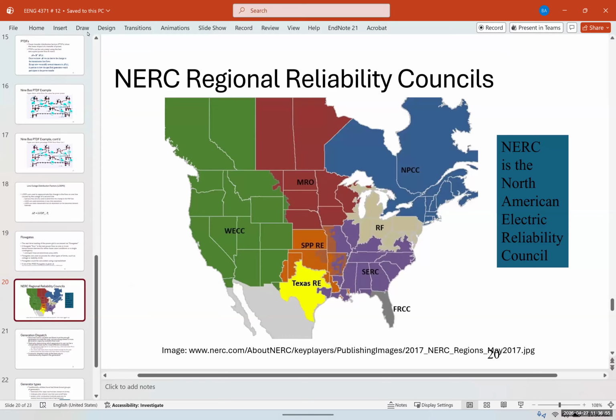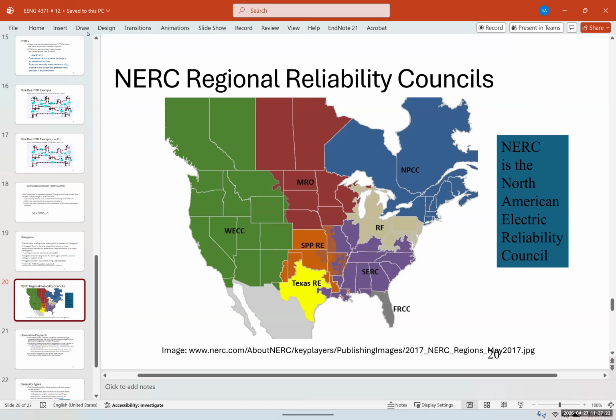Now, this map shows the NERC reliability regions. You're already familiar with this; I think I've shown it multiple times. NERC is the North American Electric Reliability Corporation. It sets mandatory reliability standards for the bulk power system in the US and Canada. Each region has its own reliability coordinators.